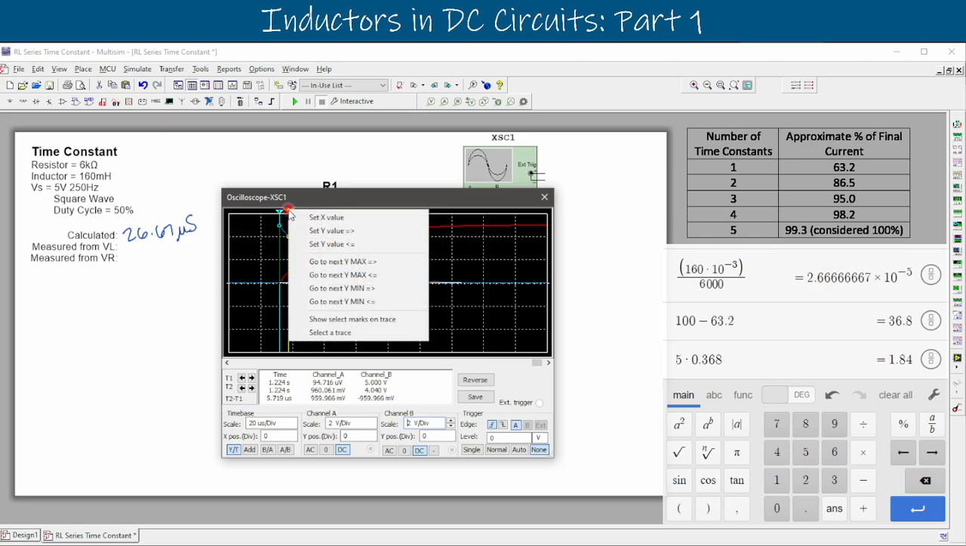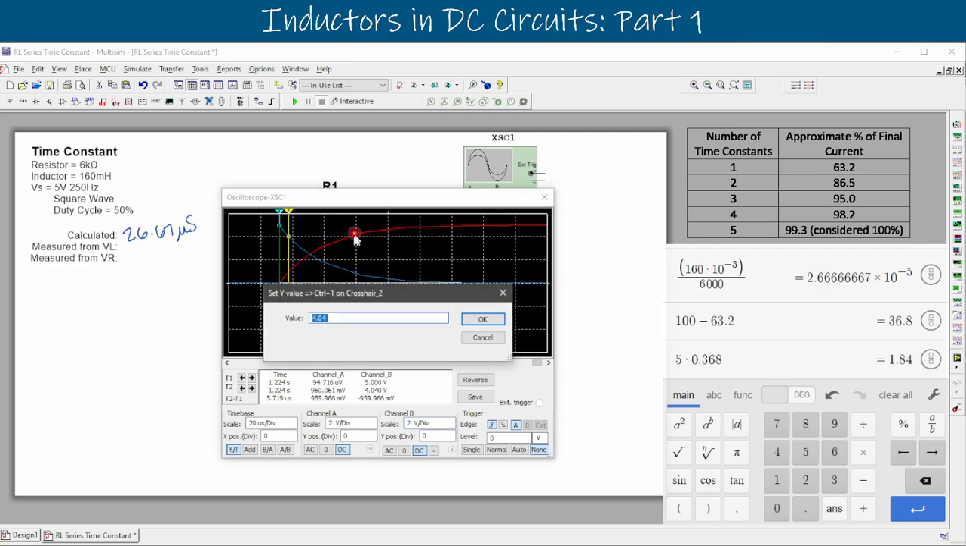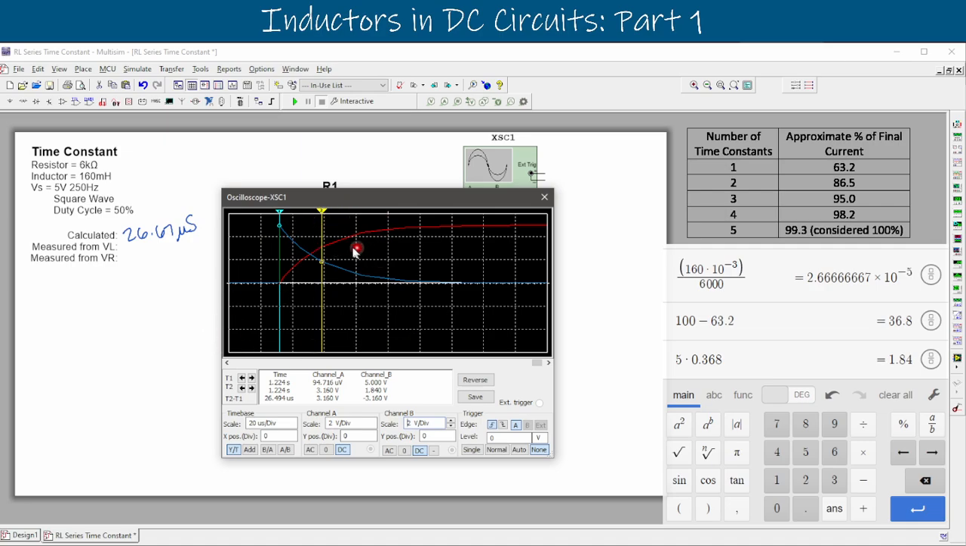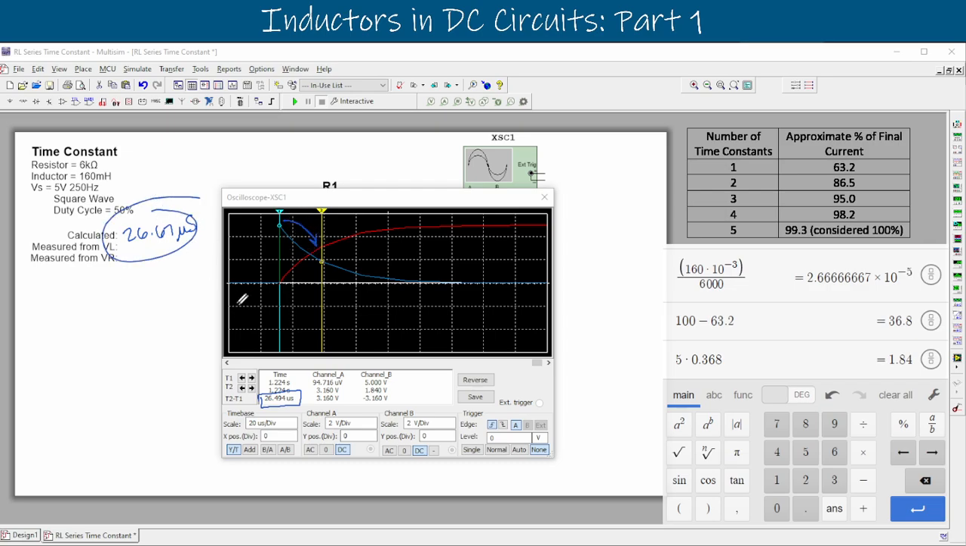So you can right click on that probe line and tell it to set forward to the next Y value. Then here we can type in our 1.84. Okay, and it jumps down there. And look at this, it is exactly what we expected, because we know that this is our time constant, 26.67 micro, and the distance between these two is this 26.67 micro. It's our first time constant.